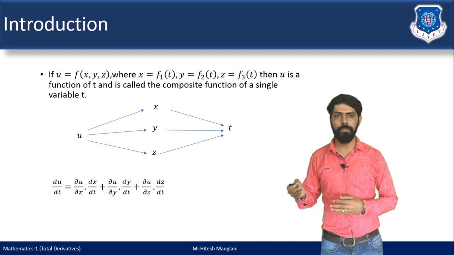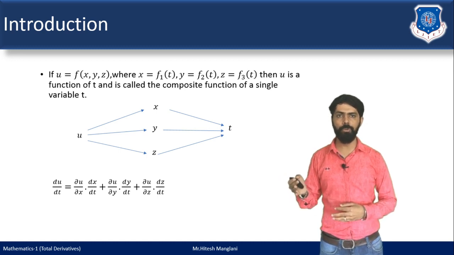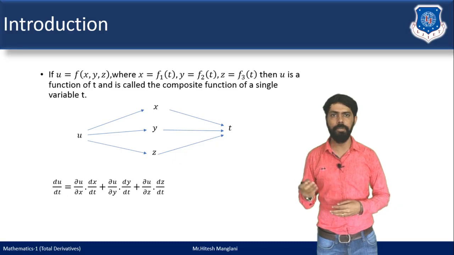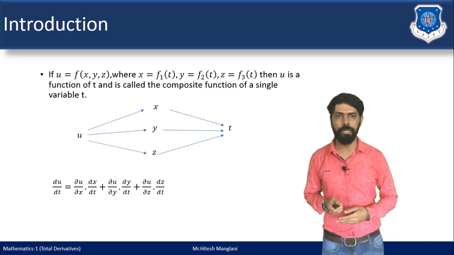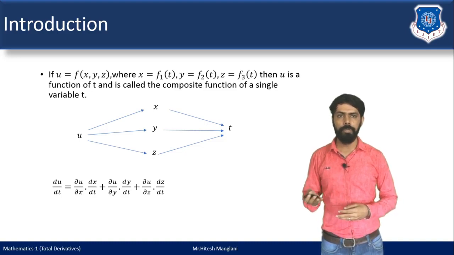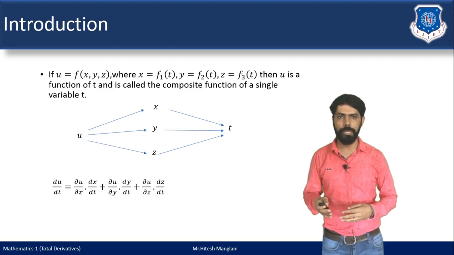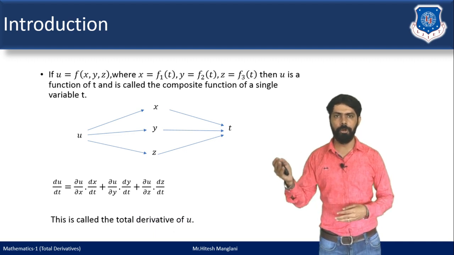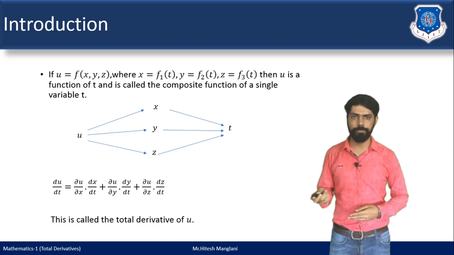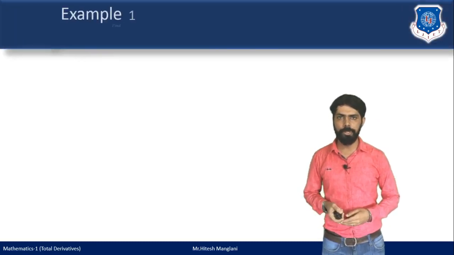Here again u is a function of three variables. Whenever u is a function of two or more than two variables, we will use the del symbol. And if x, y and z are functions of only a single variable t, then whenever it is a function of a single variable, we will use the symbol d. So du by dt is equal to del u by del x into dx by dt plus del u by del y into dy by dt plus del u by del z into dz by dt. This is also called the total derivative of u for three variables.